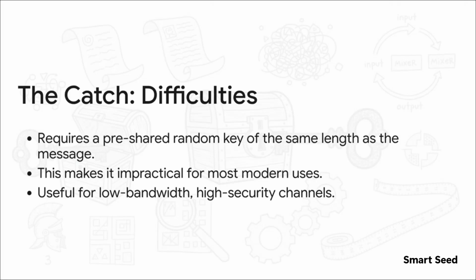Okay, but if this perfect cipher exists, why aren't we all using it for everything? Well, there's a catch, and it is a massive one. For this to work, you and your friend have to securely share this huge random key in advance. Think about that. To securely send a one-page email, you'd first have to securely send a one-page random key. It's just wildly impractical for the internet. That's why you only see it used in super high-stakes, low-data situations, like an old-school diplomatic hotline.